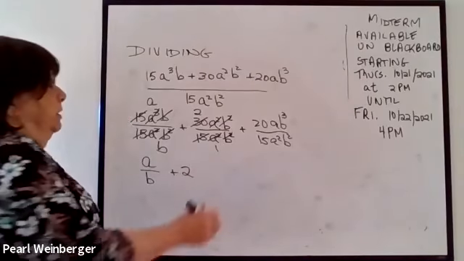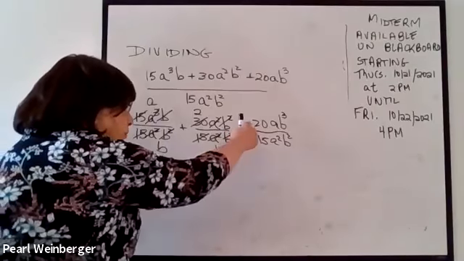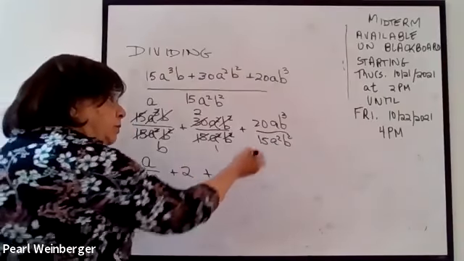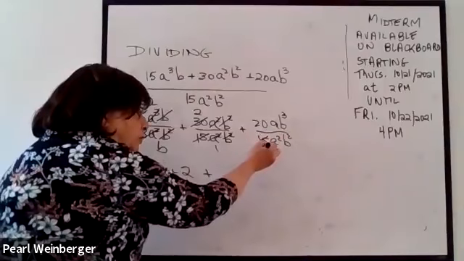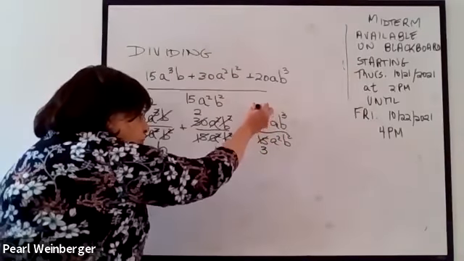And finally, we have the last fraction. I have a 20 on top and a 15 on the bottom. The number that goes into both of them is 5. So 15 divided by 5 is 3. 20 divided by 5 is 4.